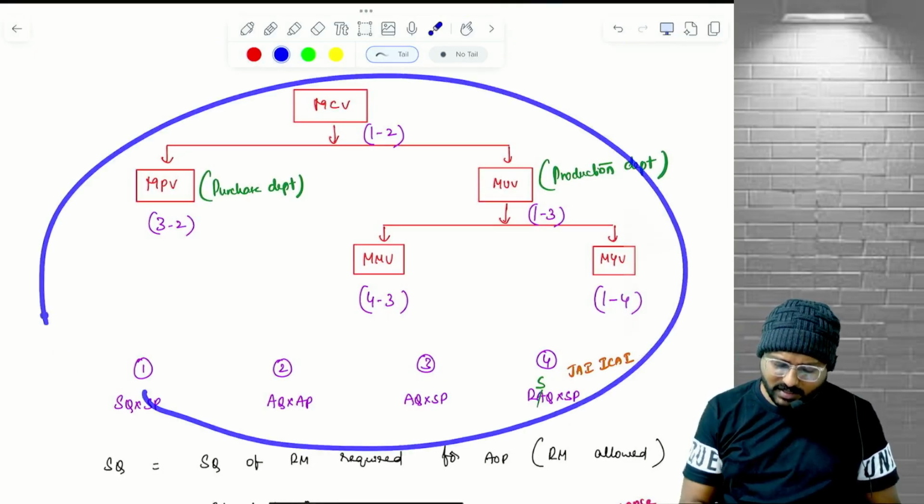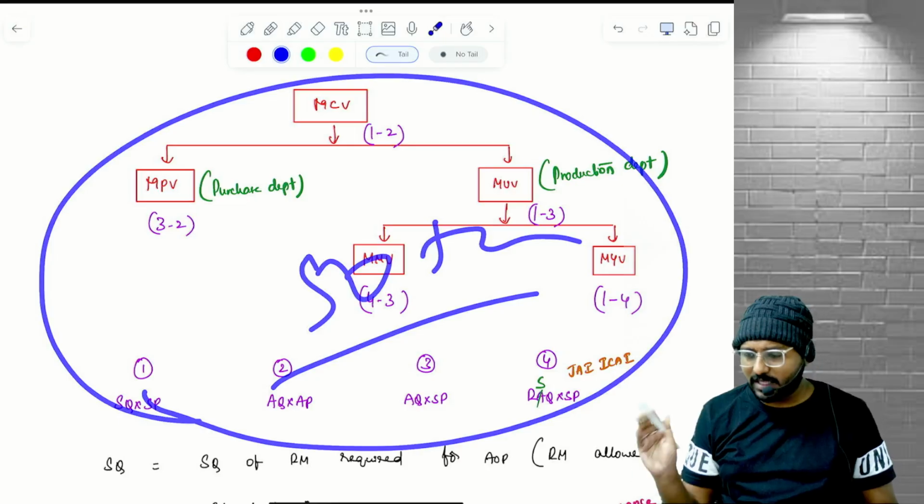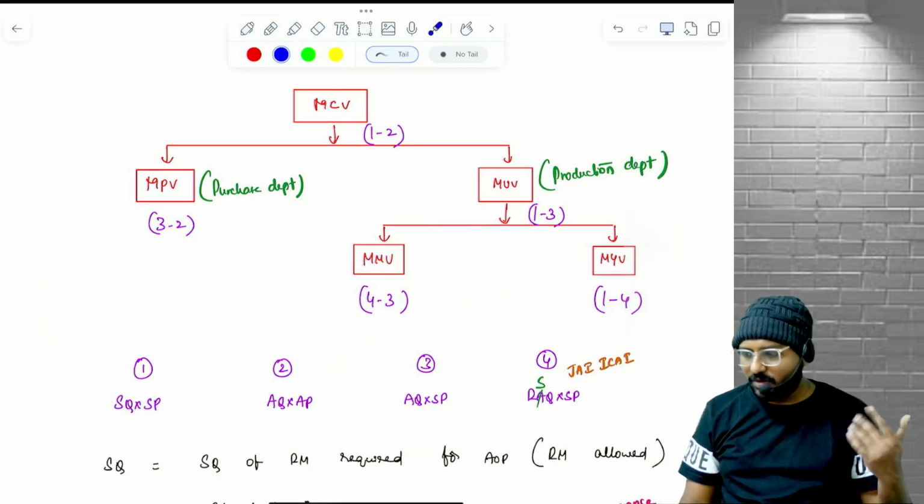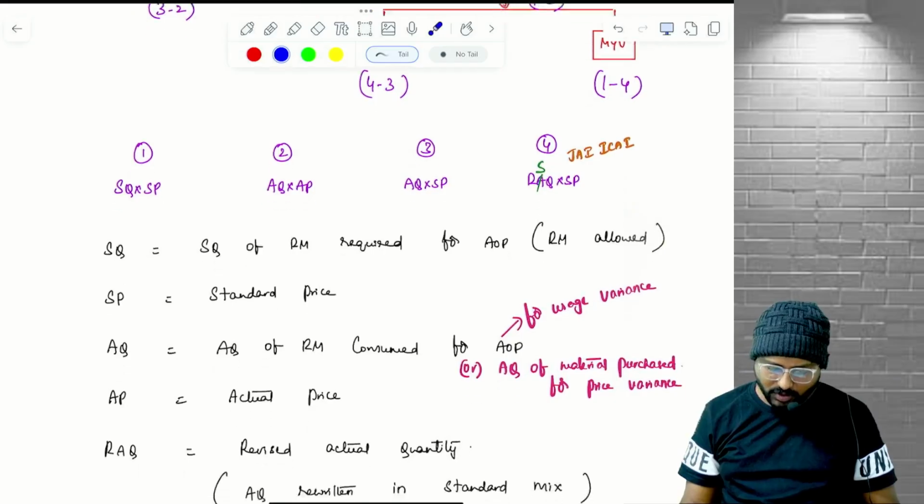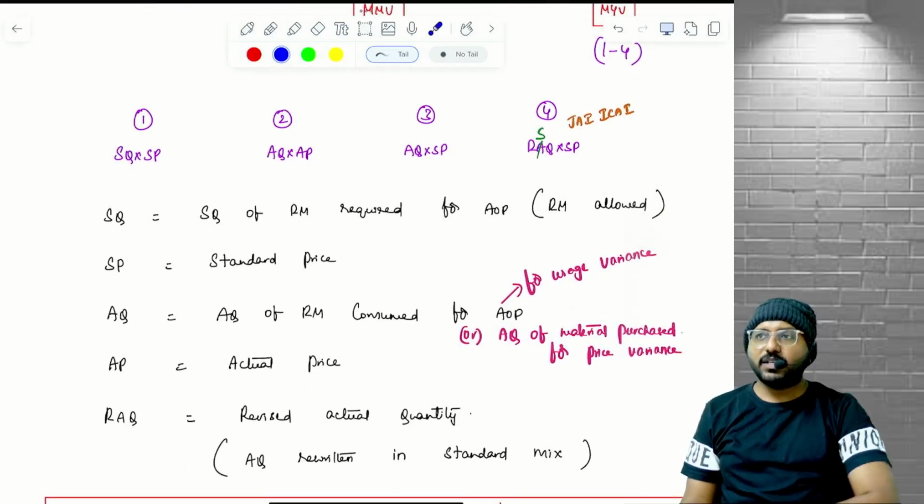Because we'll be repeating this at least 50 times, more than 50 times by the time we finish this chapter, automatically you'll remember. You need not put in effort also. Don't worry about that. Ready? Yeah? Now let's try to understand one by one.